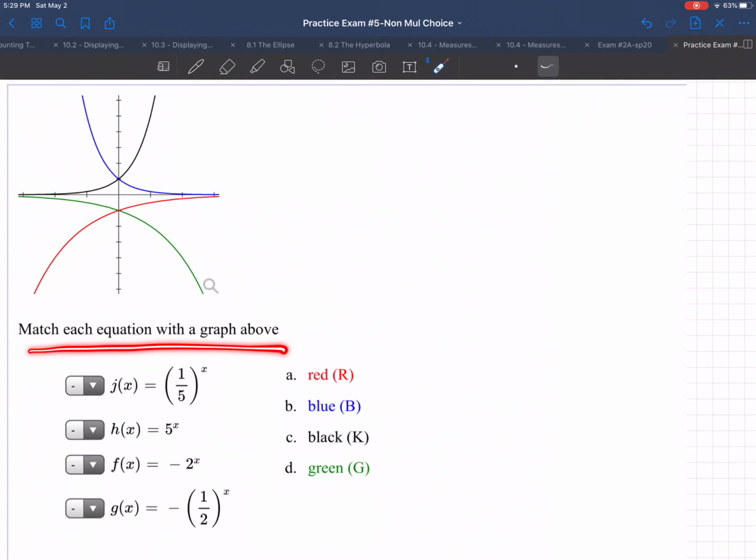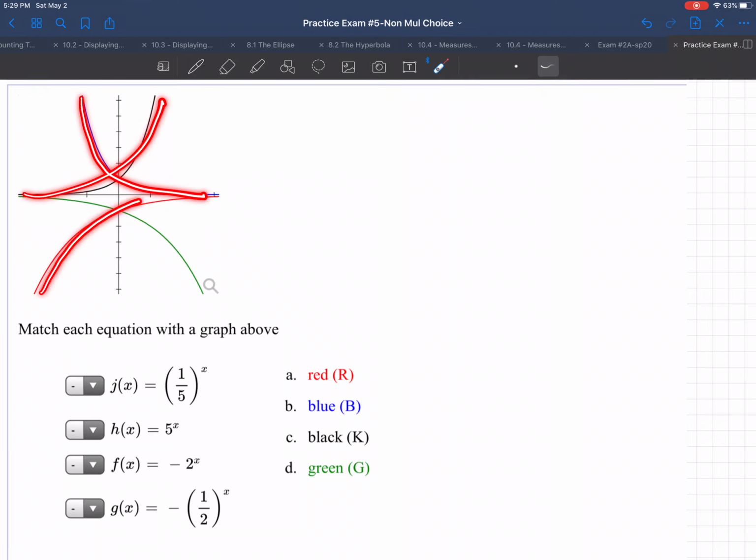Match each equation with a graph above. So we have these four graphs, one going up to the right, down to the right, up to the right that way, down to the right that way. We want to figure out which of them match with which of these. Okay, so how do we do this?